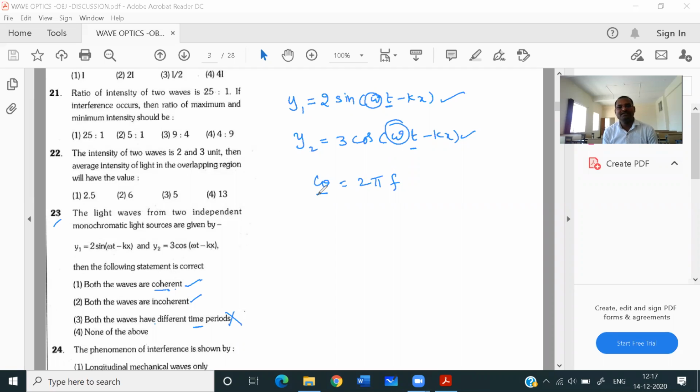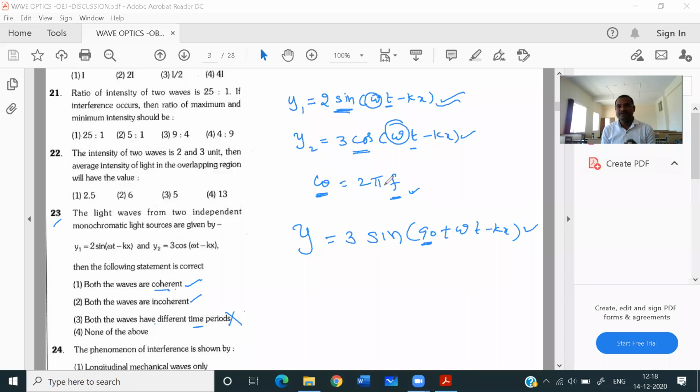If omega is different, f should be different. F different means non-coherent, incoherent. F same is coherent. But they have given just omega, omega. And one more thing, here sine is there, here cos is there. Then cos can be written as sine of 90 plus theta. This means the two waves have a phase difference of 90 degrees, but phase difference is not useful here, they are just asking coherent or not coherent.